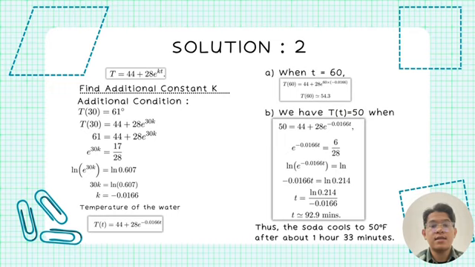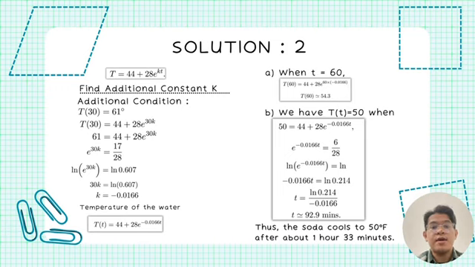So let's answer question A. What is the temperature of the soda after another half hour? So we need to let t equal to 60, because another half hour means it's 1 hour. Then we can put t into the solution. So we got T60 equal to 44 plus 28e^(60 times minus 0.0166). The final answer is T60 equal to 54 degrees Fahrenheit.